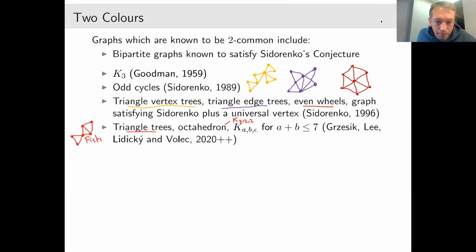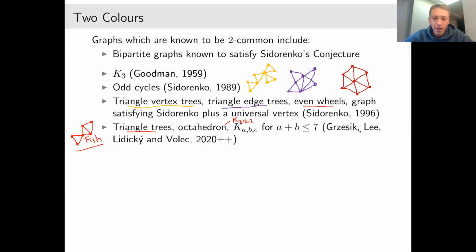Okay, I'll mention now a very recent result, which I believe is maybe not on arXiv yet, last time I checked. This is a paper of Jeszek, Lee, Leditsky, and Volec. They extended some of these examples of Sidorenko to things like triangle trees, which is a kind of mixture of a triangle vertex tree and a triangle edge tree. So you're allowed to glue on edges or vertices. Probably the simplest example is this graph here, which they call a fish.